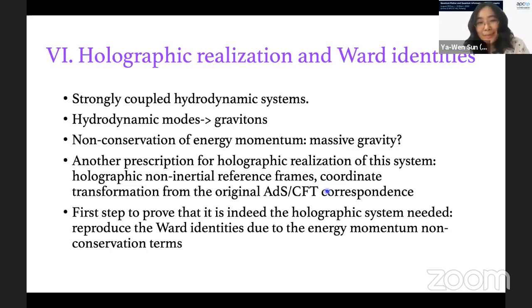I will also skip the details here. We need to introduce non-conservation of the energy-momentum tensor in holography to produce this system, and usually this is realized by massive gravity. But here we choose a simple way, that is to have a holographic version of a non-inertial reference frame. So we have this original adiabatic correspondence, and then start from it and perform a coordinate transformation to a holographic version of a non-inertial reference frame.